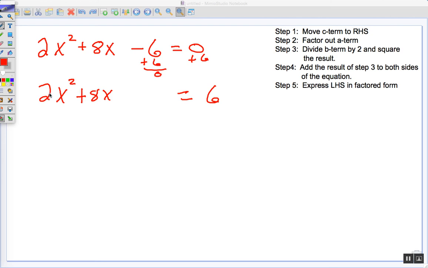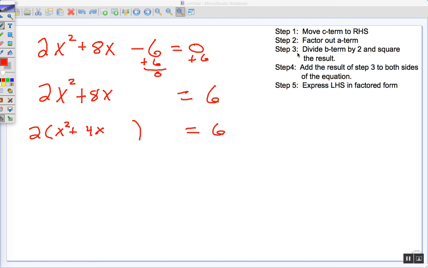It doesn't matter whether or not it factors out nicely. In this case it does, but if you had a 2 here and a 5 here, you still have to factor out our a term. So I'm going to rewrite this as 2 times (x squared plus 4x). I haven't really changed anything other than writing it in a different format. So I factored out a 2.